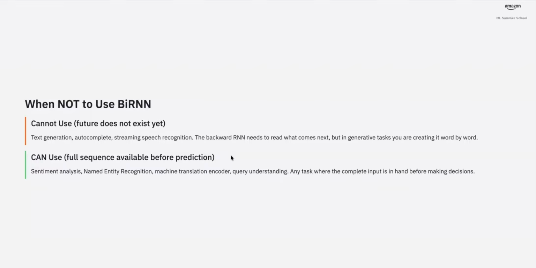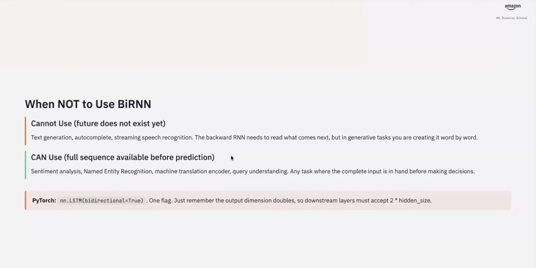And this is actually how BERT works. It is a bidirectional encoder trained on the full sequence, which is exactly why it became so powerful on understanding tasks. Every time you use a search engine or a recommendation system that understands your query properly, this is very likely a bidirectional model somewhere in that stack. The only thing you have to remember is that the output dimension doubles. So any linear layer that comes after needs to take 2 times hidden size as its input, not just the hidden size.